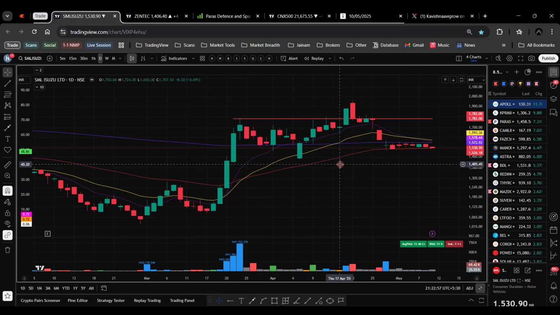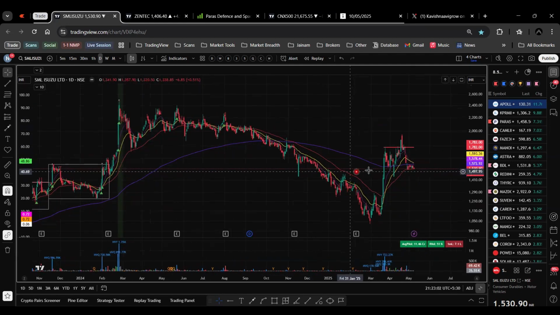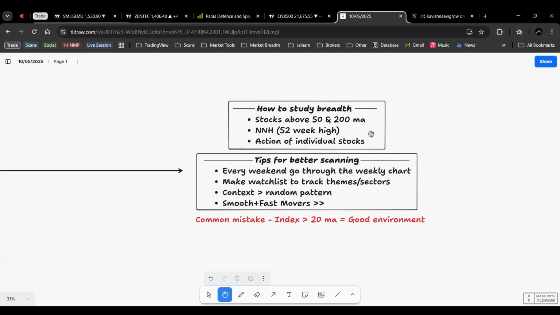Again, this is a clean looking contraction if you ignore the trend. Where are we in the trend? We are so down. This is not a good structure. This is something that you have to avoid at all cost. So this is what I'm trying to say. If you understand the longer term structures, you'll always benefit and avoid these random patterns. These are not setups. You always need context.